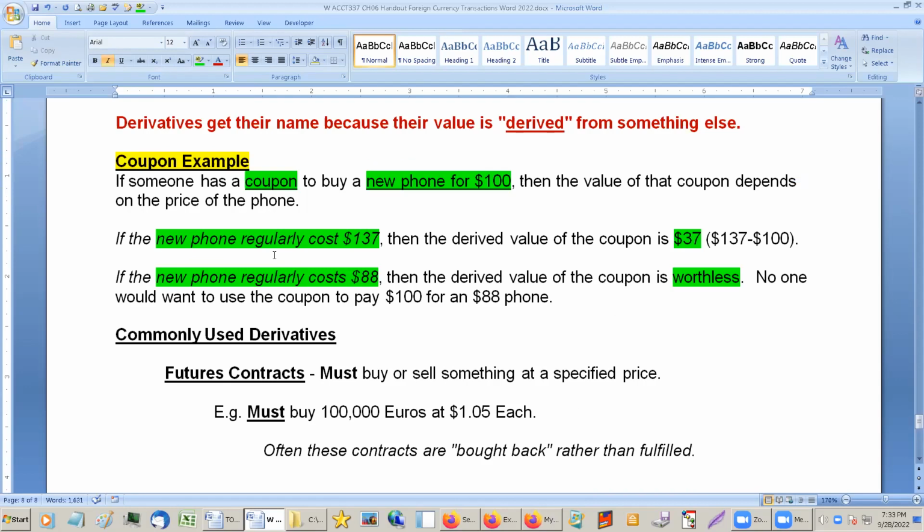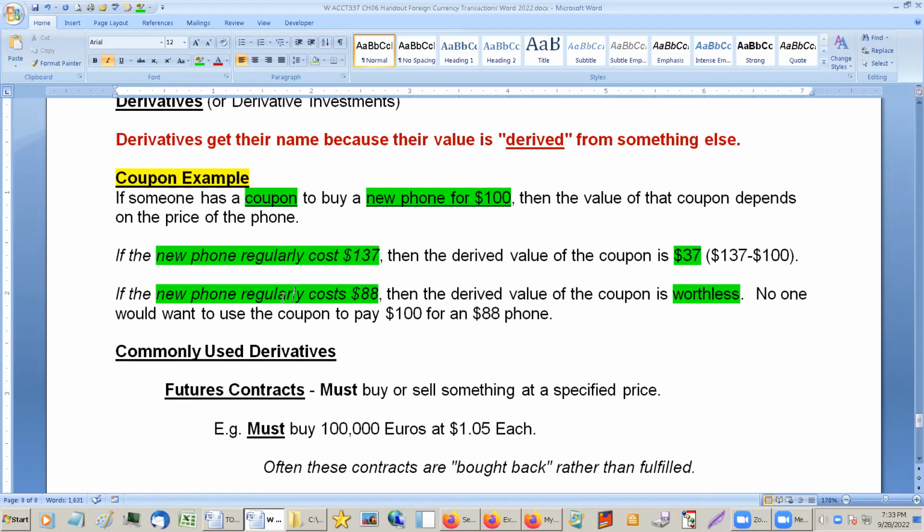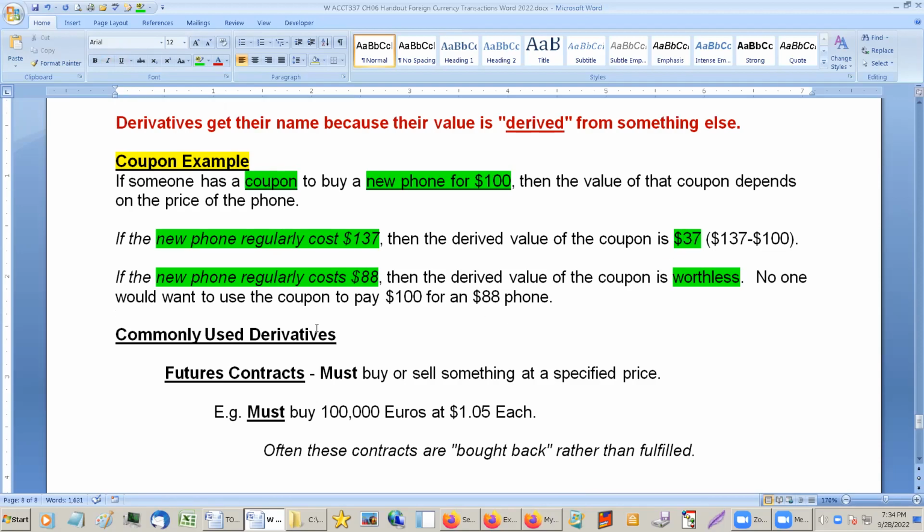So the value of the coupon, buying the new phone for $100, is derived from the cost of the new phone. So that's all a derivative is. It just means the value is derived from something else. The coupon itself is a piece of paper with negligible value, but its value is derived from the cost of the phone. It might be worthless, it might be worth $37 or whatever, but its value is derived from something else.